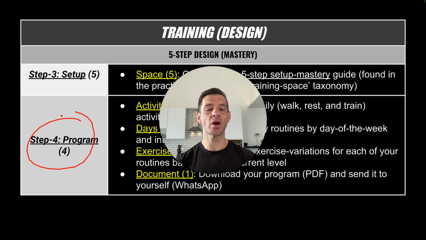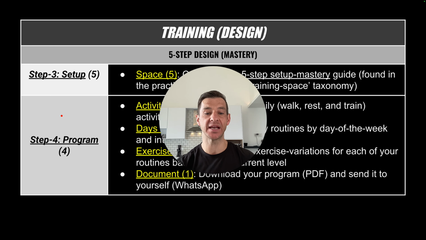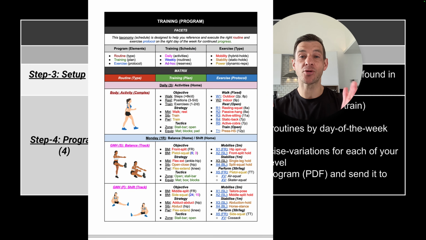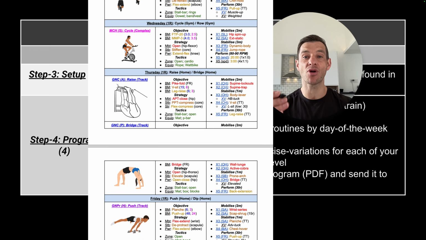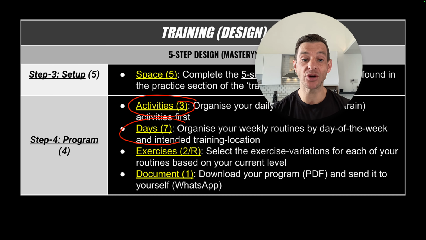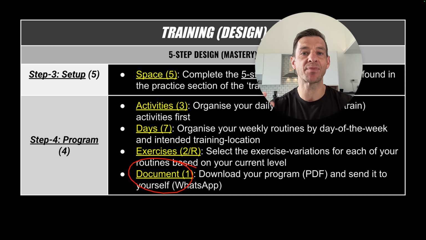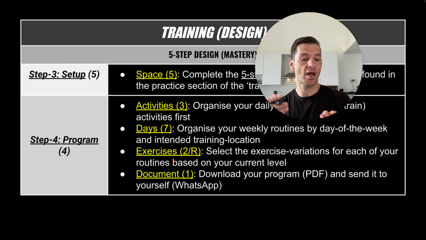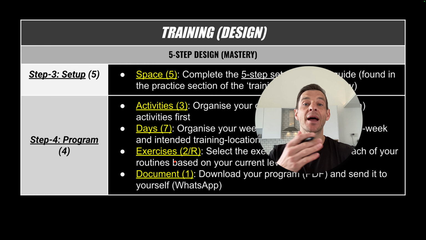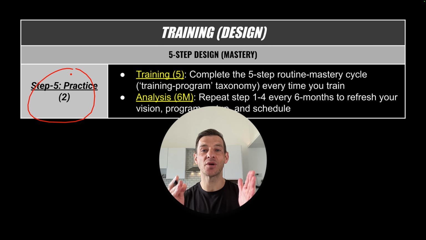Step number 4 is all about having your program easily accessible either on your phone, on an app, or a PDF. For those of you who want a sample program, make sure to download the Training Program Taxonomy PDF. In there, you'll have your daily activities, your training routines, the different exercises that you'll do in each of those routines, properly organized. And then also make sure to send that PDF to yourself, either on WhatsApp, to have it easily accessible on your phone. So when it's time to train, you want to have quick access to your program and follow the instructions accordingly.